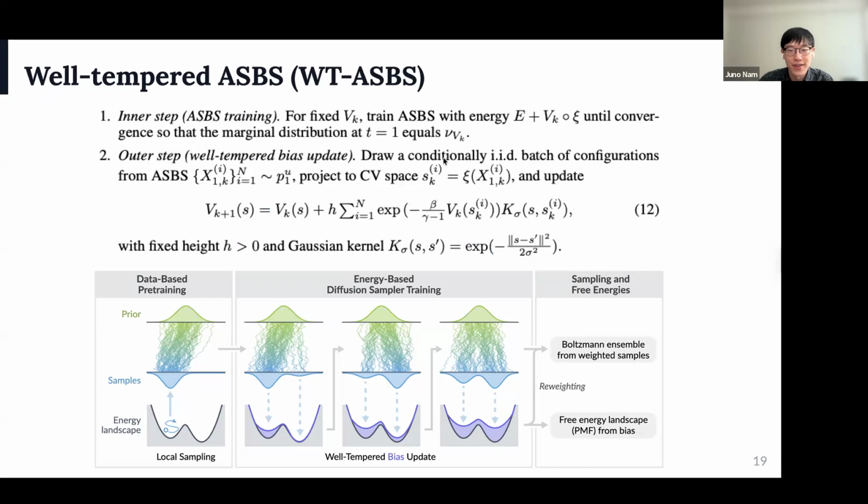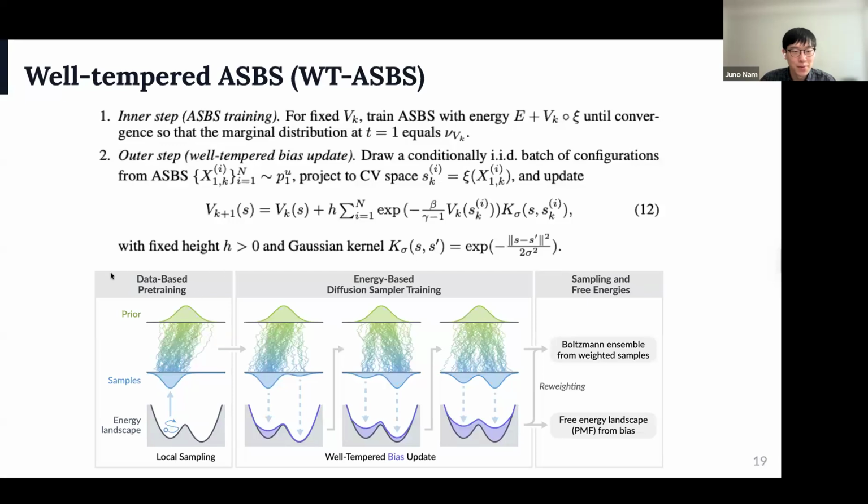Essentially, we're drawing IID samples and stacking up the bias as we do in well-tempered metadynamics. An interesting viewpoint is that when our energy landscape is multimodal and there's some energy barrier that hinders correlated samplers like MD from sampling the entire landscape, it's usually easy to get samples from one mode. And it's also easy to train the diffusion sampler on data from a single mode.